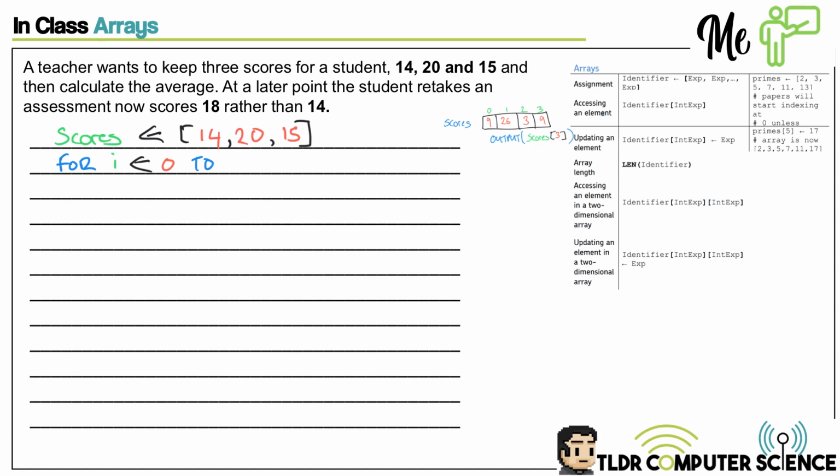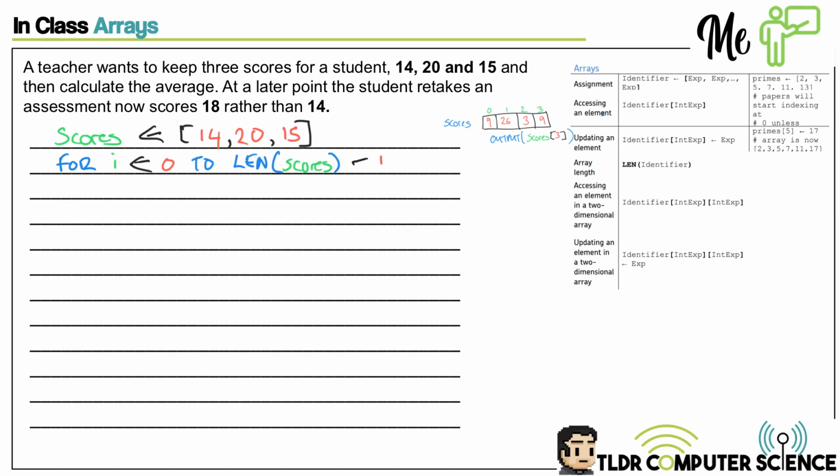Do you see over here it says len identifier? Do you know what that does, the len command? Tells you how many items are in it. So if I said len, open brackets, and send it scores, what would that give me back? How many variables? So for this time, what would the number be? 3. Now, do we want to go from 0 to 3? No. Because we want to go 0, 1, and then 2. So minus 1.